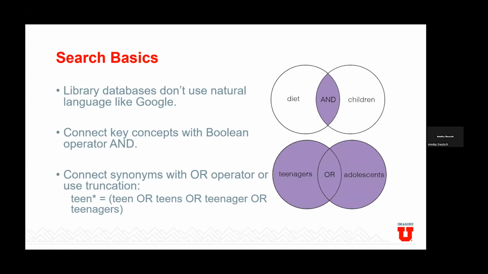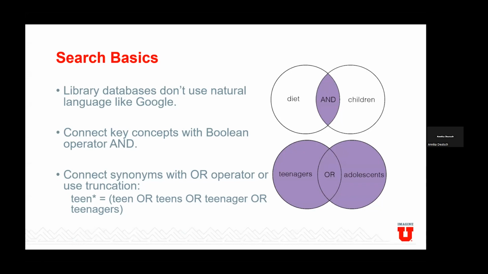The or Boolean operator is used to connect synonyms or related keywords. So if I'm interested specifically in teenage diets, then I can look for teenagers or adolescents, and it will give me everything that relates to those. Truncation is also an option if you have a word or words that are spelled in a similar way. So I could do teen asterisk, and that will give me the equivalent of teen or teens or teenager or teenagers. And then if I connect that string with an and diet, then I'm going to get really everything that I need there.